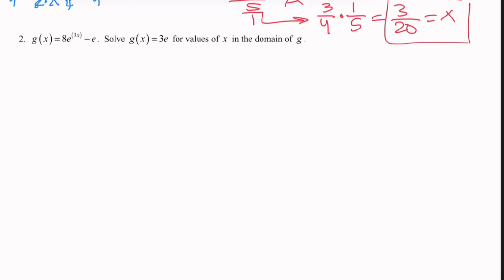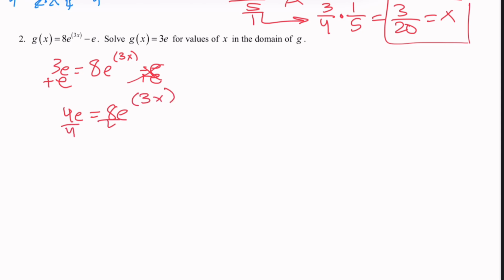Now solving for 2. g of x is equal to this, so we'll replace g of x there. So 3e is equal to 8e^(3x) minus e. So we can isolate. That's 4e is equal to 8e^(3x). We can divide 4 on both sides. It'll be 2. We have e right here.